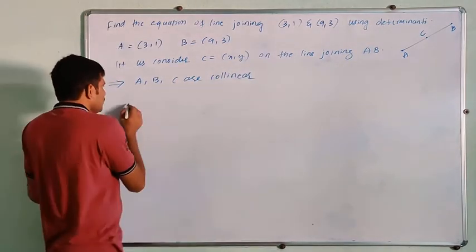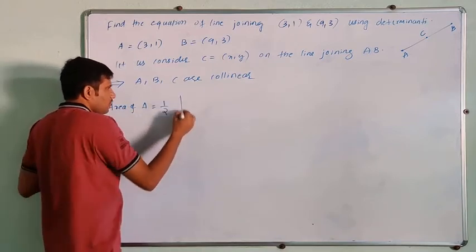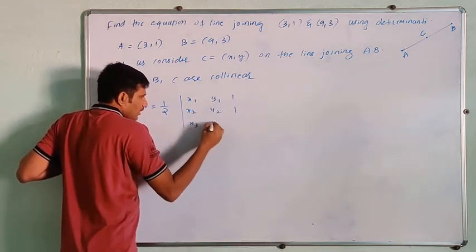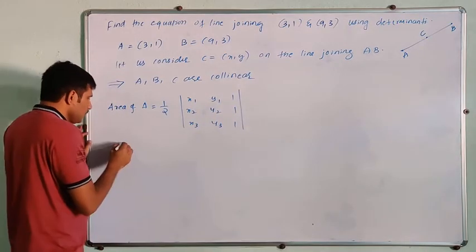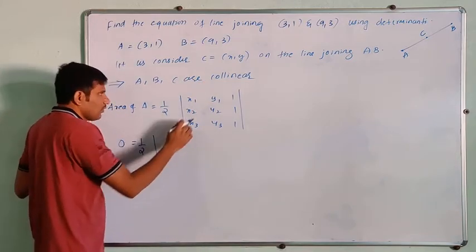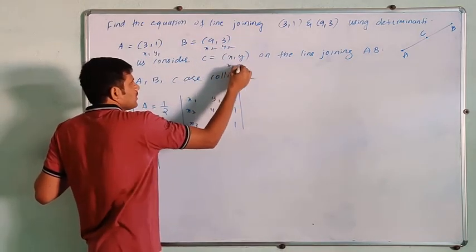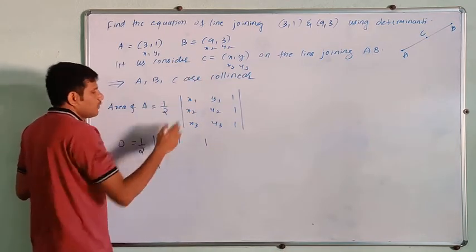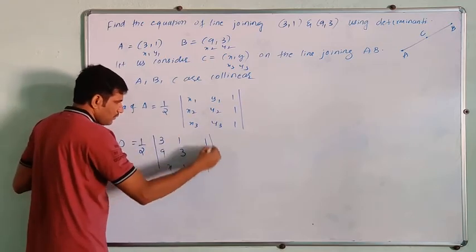Next, apply the formula. Area of triangle is equal to 1 by 2 into the determinant of x1, y1, 1, x2, y2, 1, x3, y3, 1. What is the area of triangle? The area of triangle is 0 since the points are collinear. So x1 y1 is 3 1 1, x2 y2 is 9 3 1, and x3 y3 is x y 1.